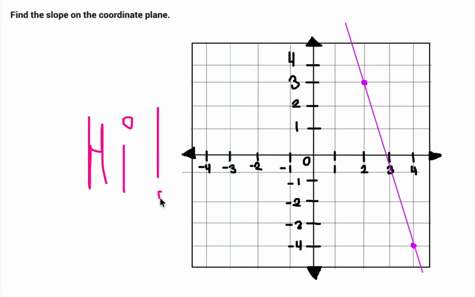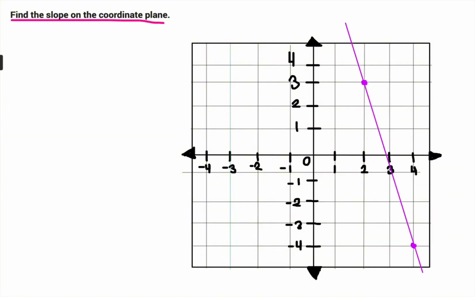It's me, Nene, and today we are going to continue our algebra lesson on finding the slope on a coordinate plane. You might be wondering, what is slope, how do we use it, and what's it for? Before we solve this question, I'm going to write the formula for slope. Slope is a measure of a line's steepness and the direction of a line.